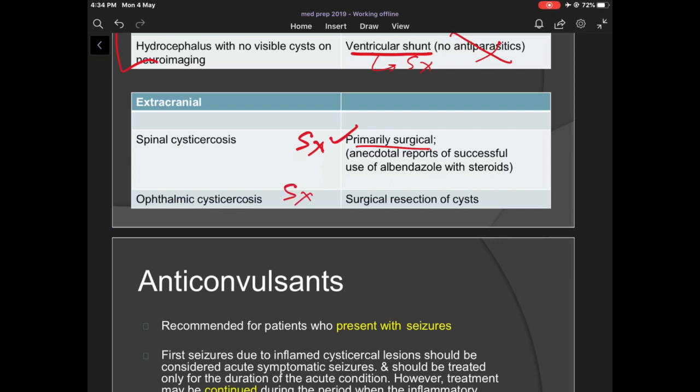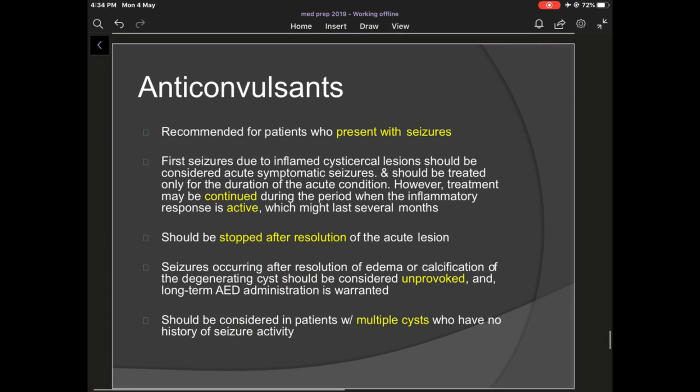Ophthalmic cysticercosis, again, is treated by surgical resection of the cysts, because we know in ophthalmic cysticercosis, if we give drug treatment, we are going to lose the vision of the patient. Now, the anticonvulsants or the supportive therapy. Anticonvulsants are to be given to the patients who present to you with seizure or seizure episodes.